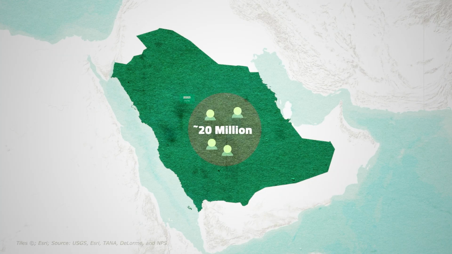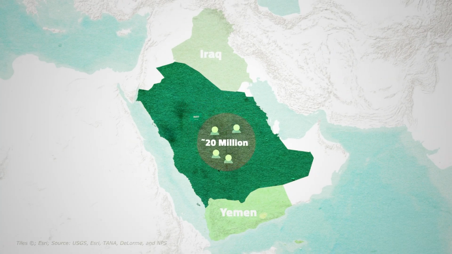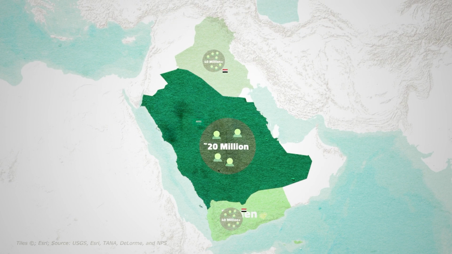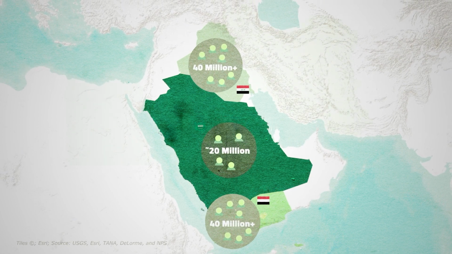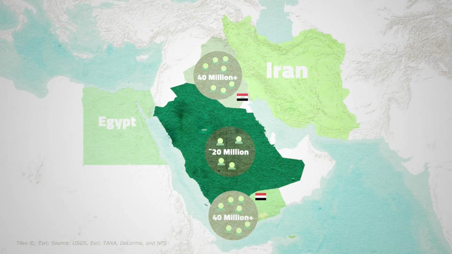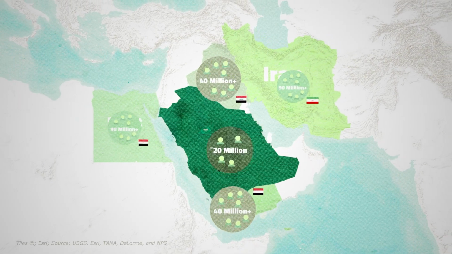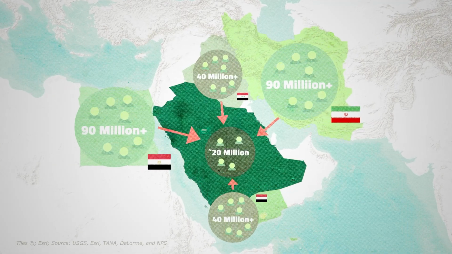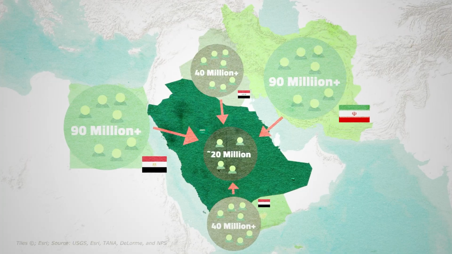This is Saudi Arabia, and this is Iraq and Yemen, on the kingdom's northern and southern flanks, with populations of over 40 million people. And here are Egypt and Iran, on the kingdom's western and eastern flanks, with populations of over 90 million people. This map means that if the kingdom ever faced a threat from its highly populated neighbors, then on the basis of just pure numbers, it would be at a disadvantage. And the thing is, this has happened before. Let's go over the history.